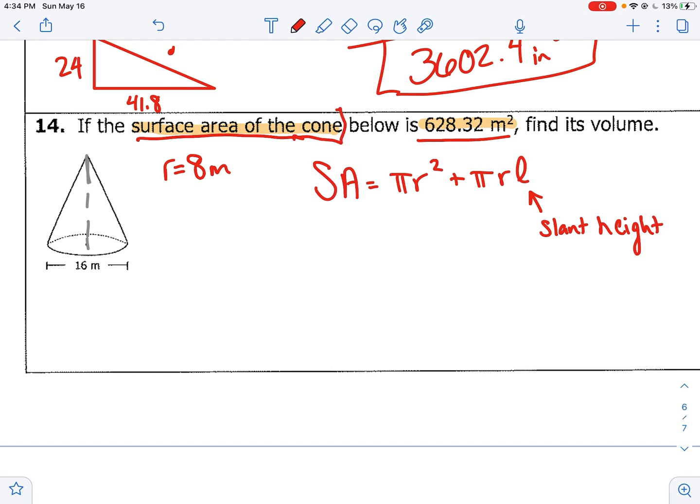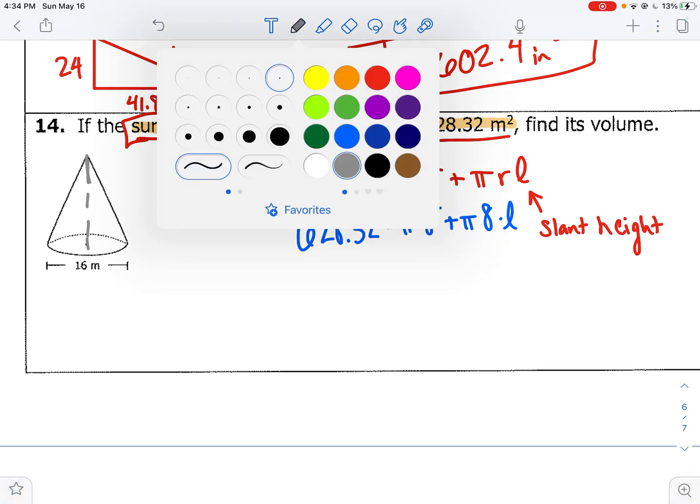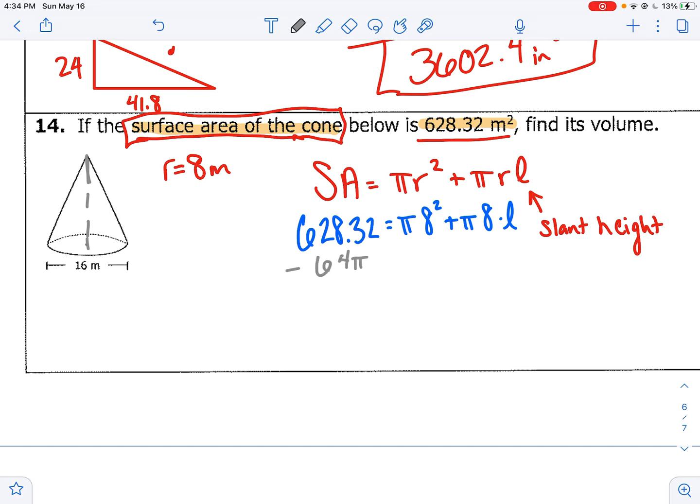Anytime you're given information like that, start off with the generic formula and then plug in what you know. I know the surface area is 628.32 equals pi times my radius squared plus pi times my radius times L. So now what I can do is I can say, okay, well this is 2 things added together. So first I'll subtract off my 64 pi from both sides. I'm left with 628.32 minus 64 pi. Make sure that's in parentheses in your calculator.